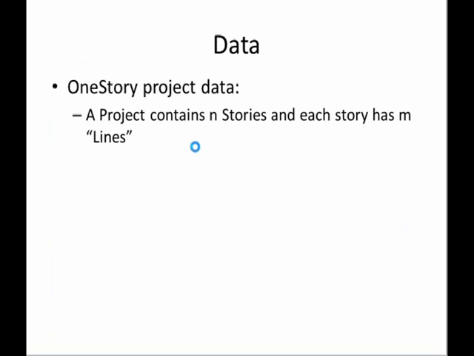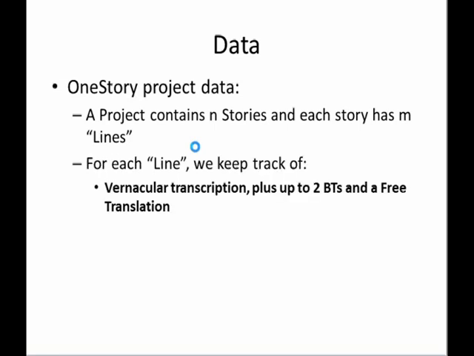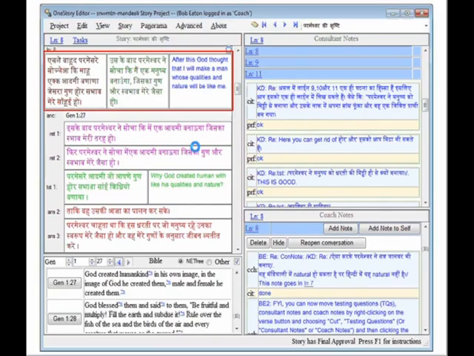The data that's kept in a OneStory project: each project would have one or more stories, and each story has a number of lines to it. For each line, there's also a vernacular transcription, up to 2 possible back translations and a free translation. In the diagram, you can see how these are shown in the editor. This would be the vernacular transcription, this is the national language back translation, and this would be the English back translation.